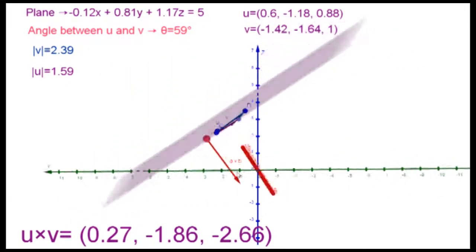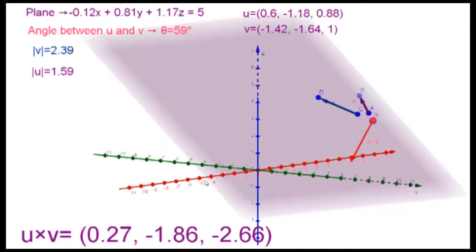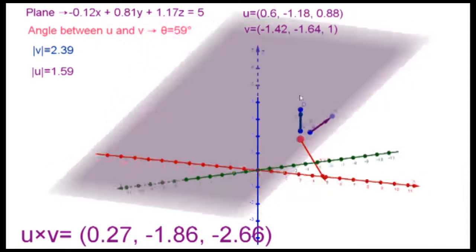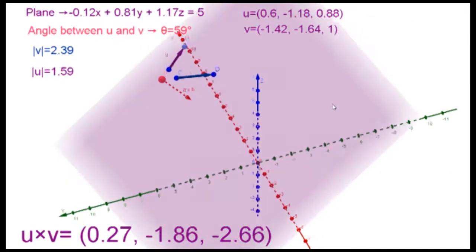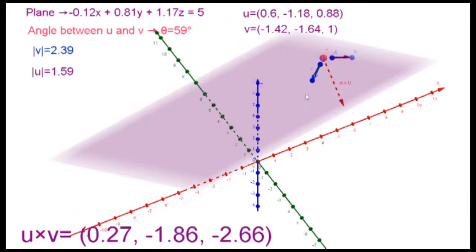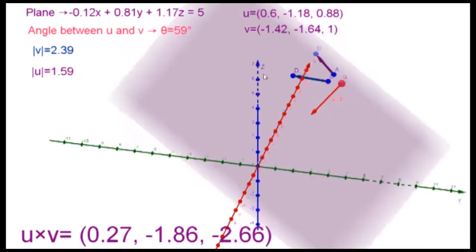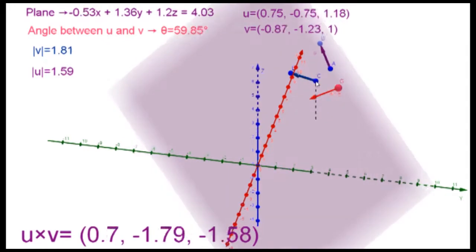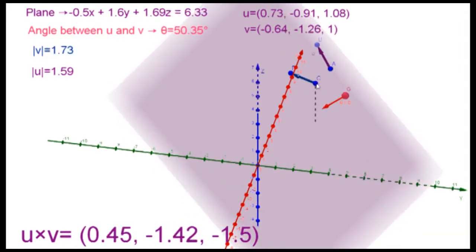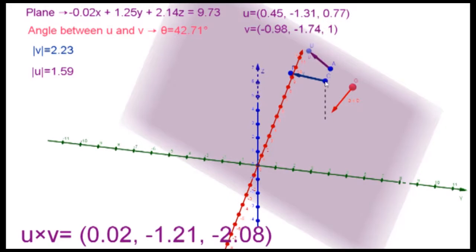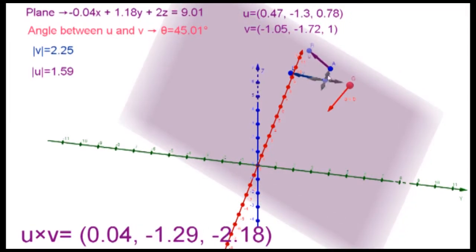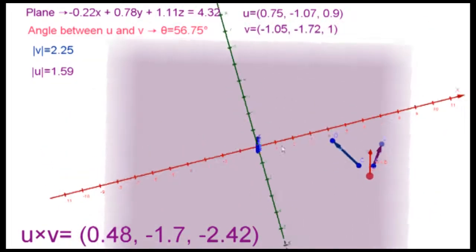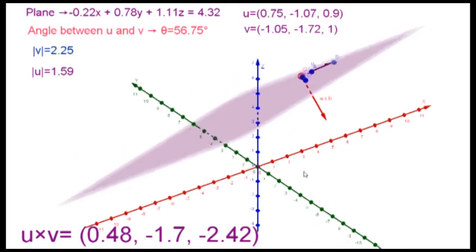This is the cross product of the two vectors u and v. You can see here I can fiddle with these a little bit. If I change the length, obviously I change the magnitude and all of these things as well. It is quite a sophisticated application here in GeoGebra.